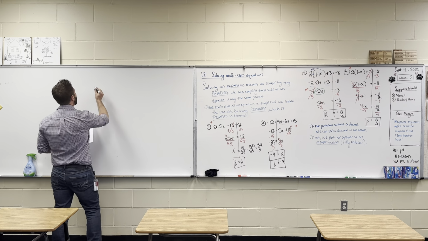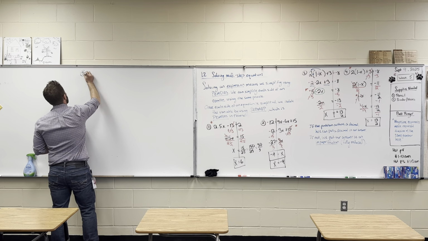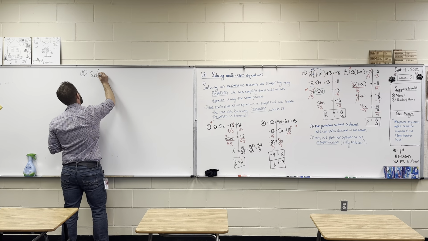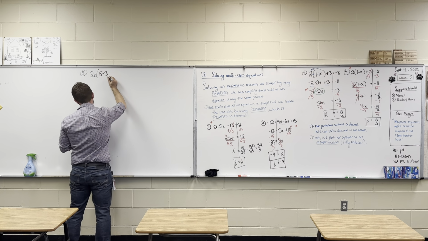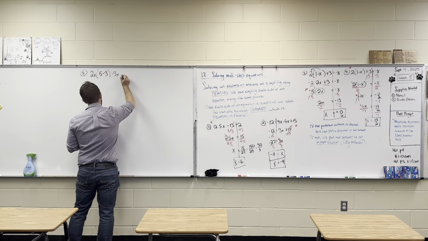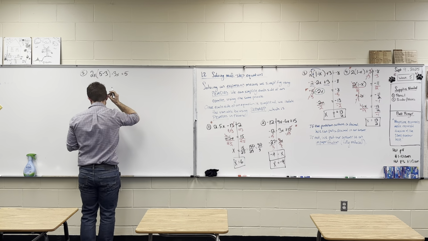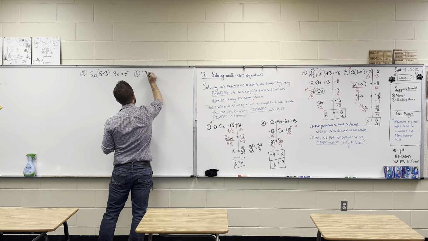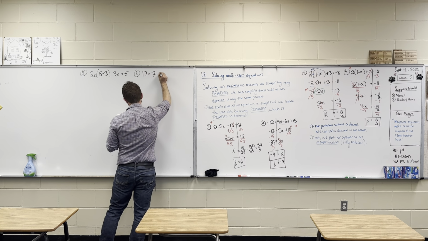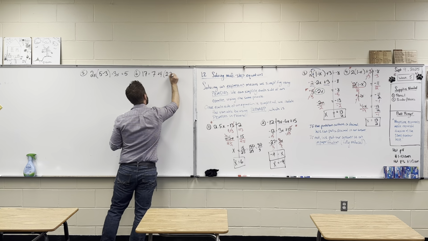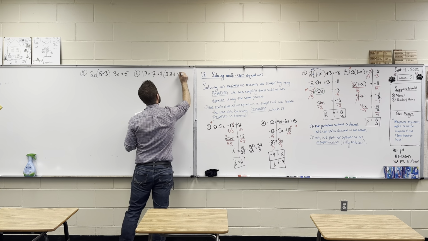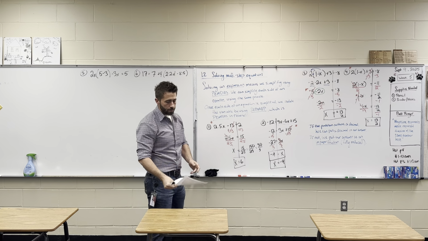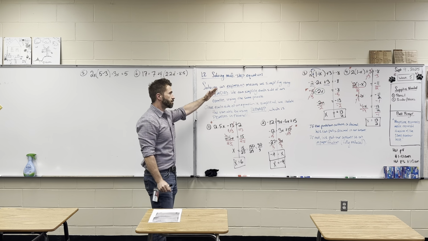Okay. Number 5 and number 6. Number 5 is 2x(5 minus 3) minus 3x equals 5. And number 6 is 17 equals 7 plus 4(2.2d minus 8.5). Okay. Now we're going to do both of these in whatever order feels most natural.